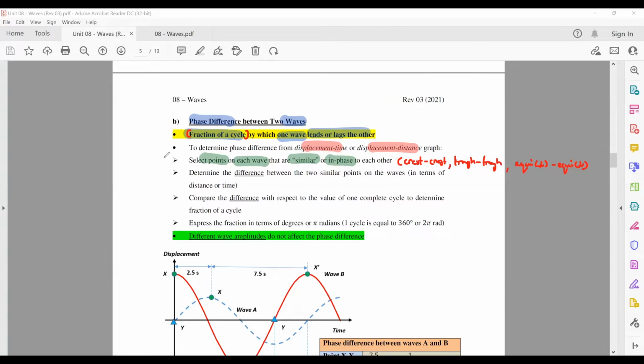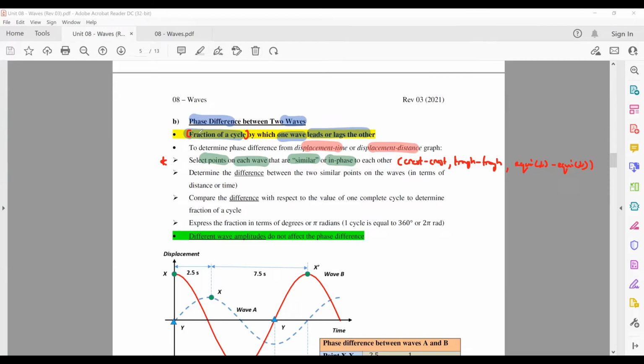So the one thing that is different here compared to the previous one is that for phase difference between two waves, you normally need to select the points yourself. We won't tell you which point to select. You have to select the points yourself. So the key here is to select points that are similar or in phase to each other. Usually you will either select crest and crest, trough and trough, or the equilibrium going downwards or equilibrium going upwards.